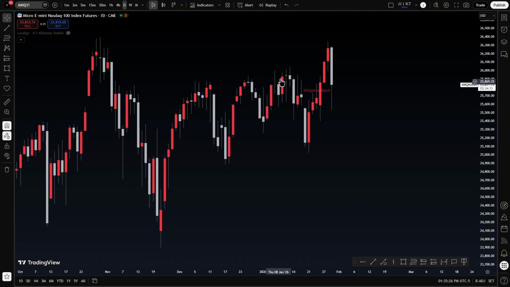Price is stalling, while over here price is displacing. It's moving. See the difference? Price is moving over here. Price is moving over here. But over here, stalling. So that's what I mean when I say stalling, just to clarify that.